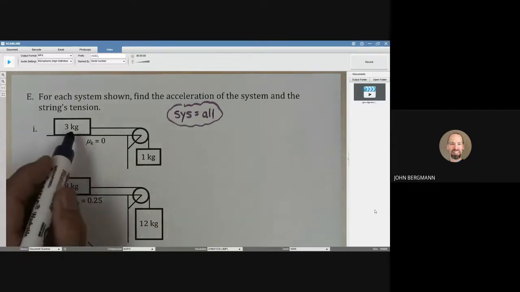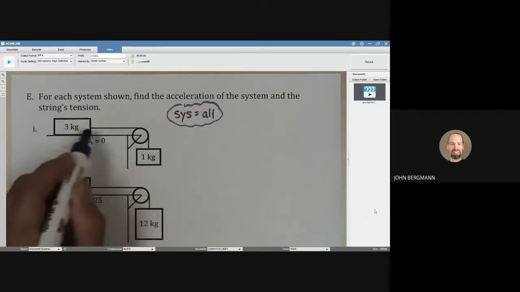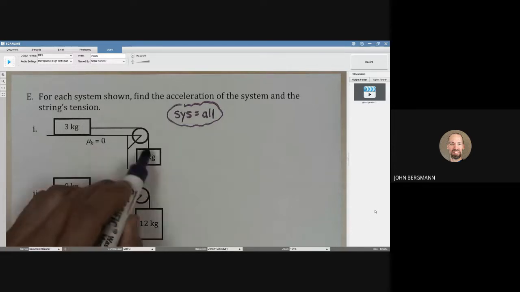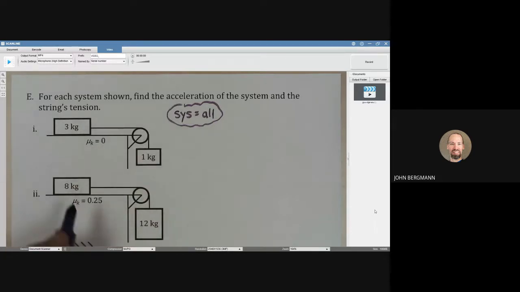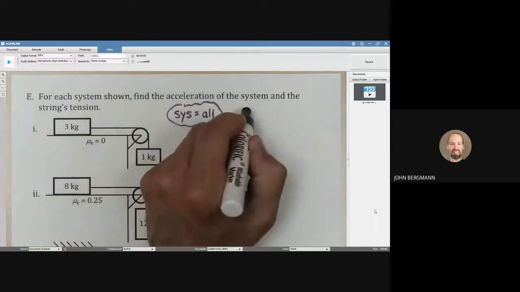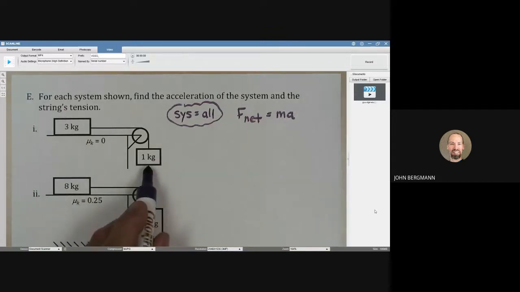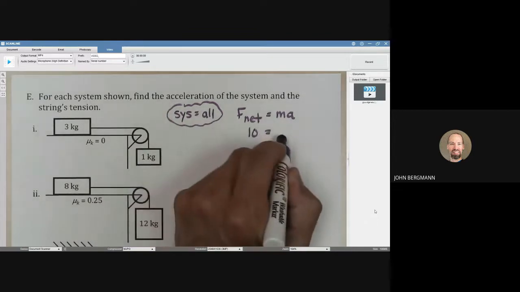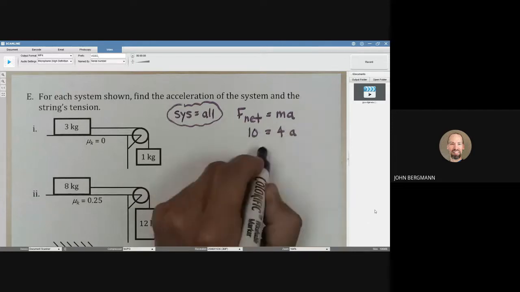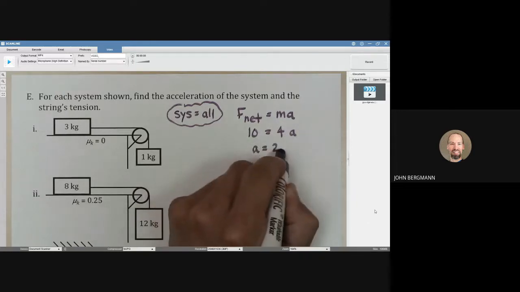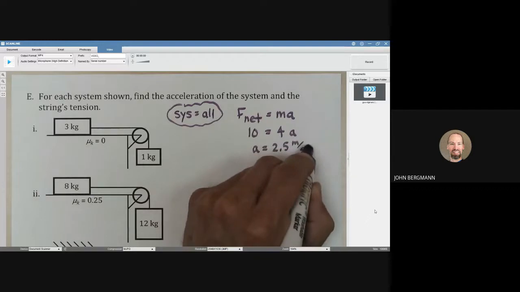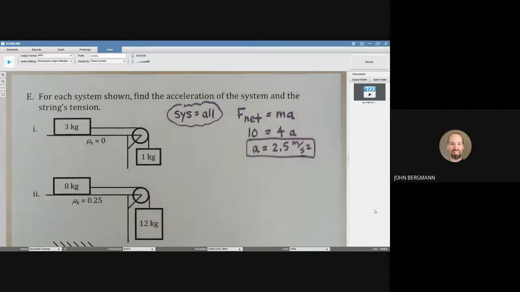And when that is the assumed system, the tension in the string is an internal force. It doesn't act on the system. So in a case like this, the net force is simply mg on this 1 kilogram mass, which is 10. 1 times 10 is 10. And that equals the mass times the acceleration. So the acceleration of this system is going to be 2.5 meters per second squared. All parts of the system will be accelerating at that rate.